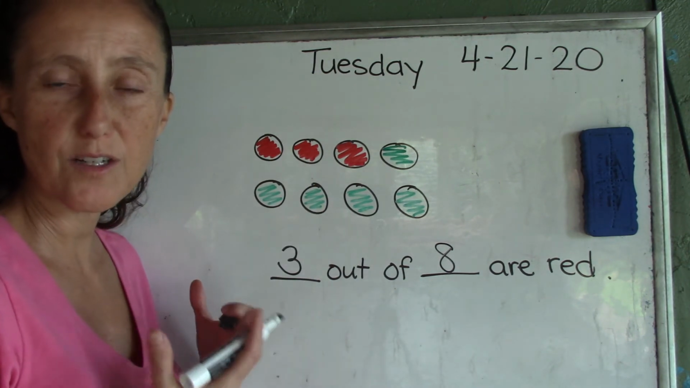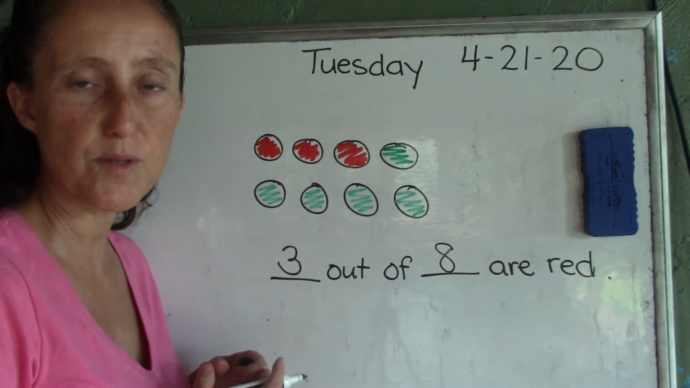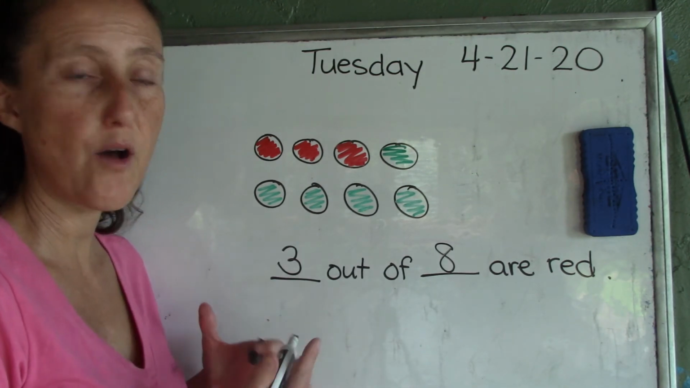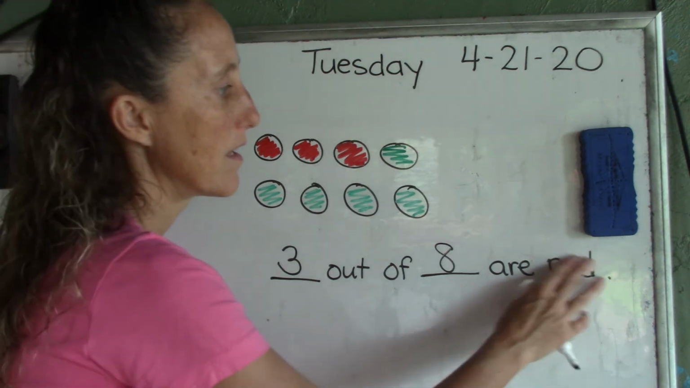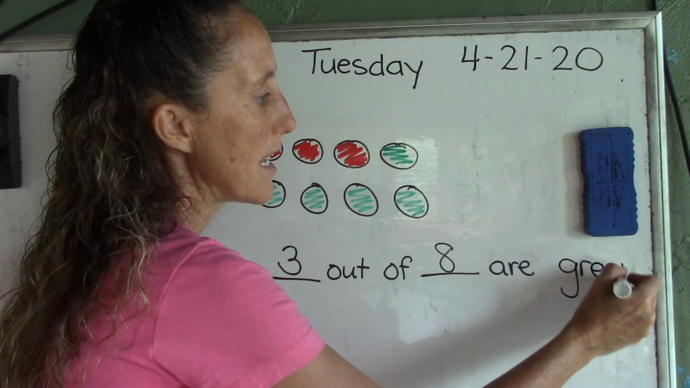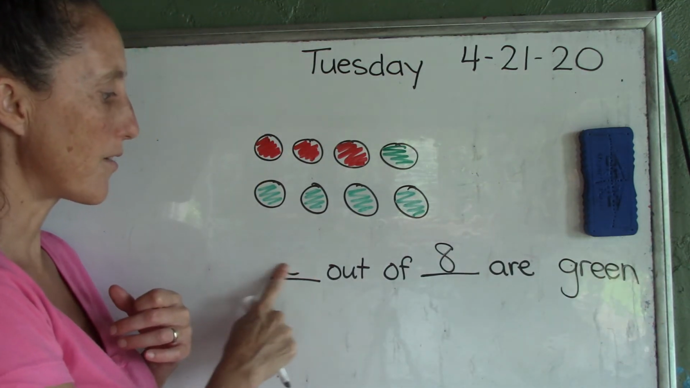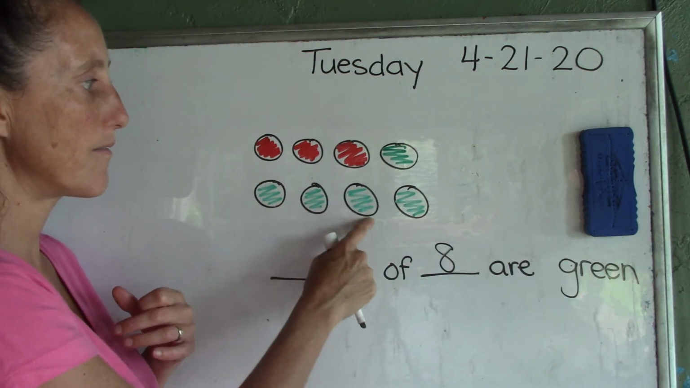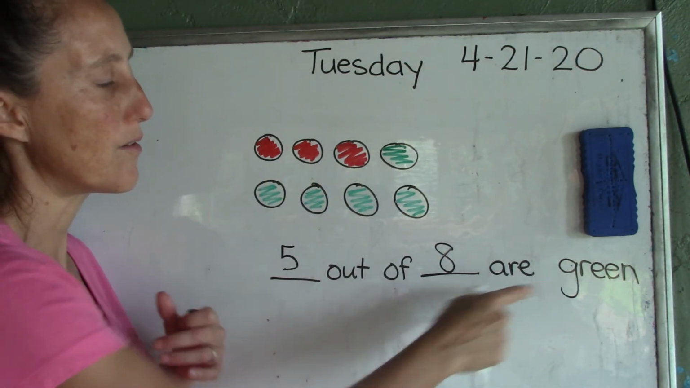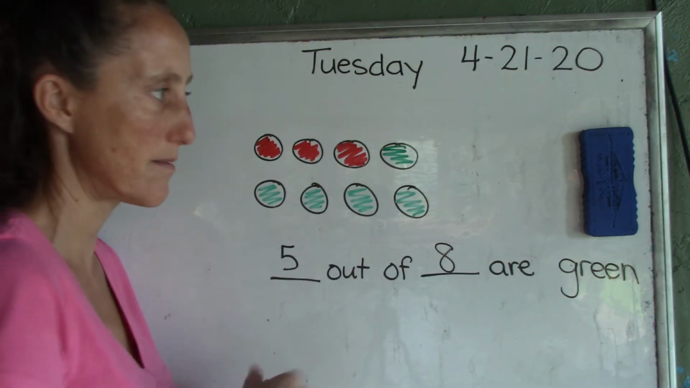When they're asking a question about red, do we worry about green? No. But if they then said how many out of the circles are green, then we would say not 3 are green, but 1, 2, 3, 4, 5 out of the total 8 are green, and we just worry about the green ones.